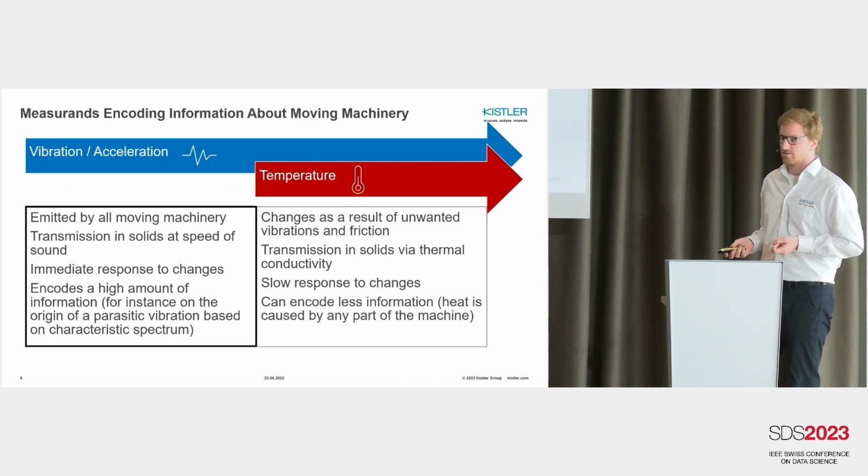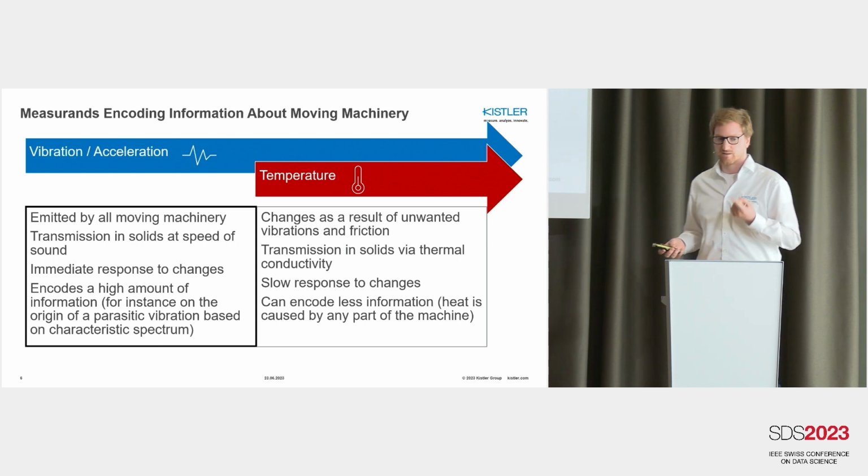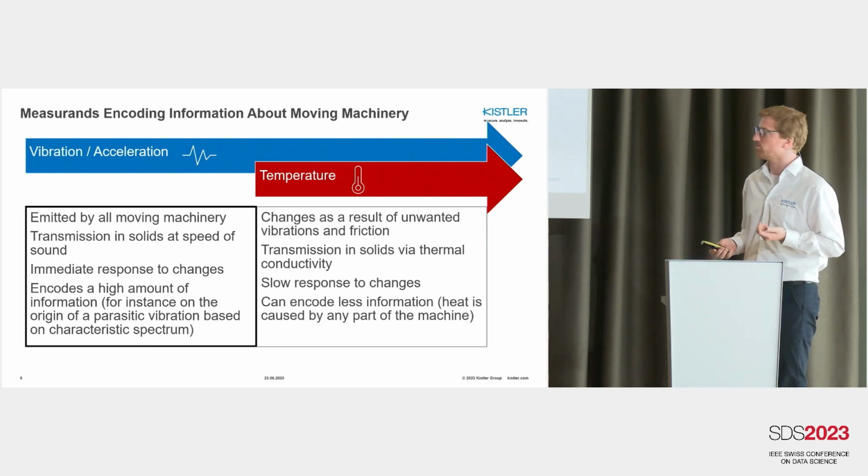Good, let's look at some measurements, and here we go back to the temperature as a physical quantity. So temperature changes in a moving machinery as a result of vibration and friction.